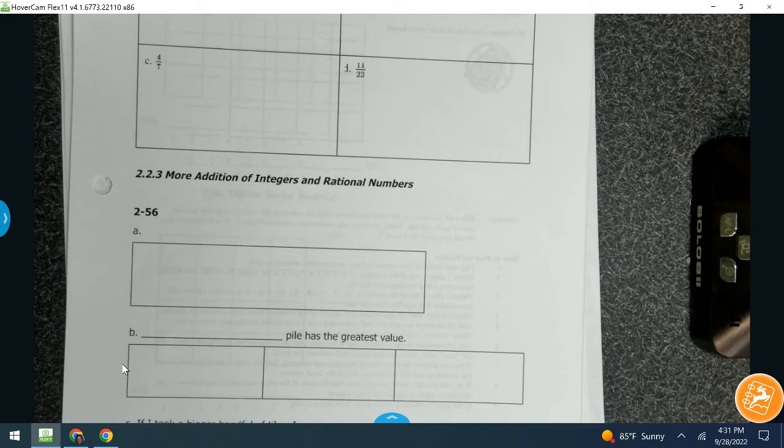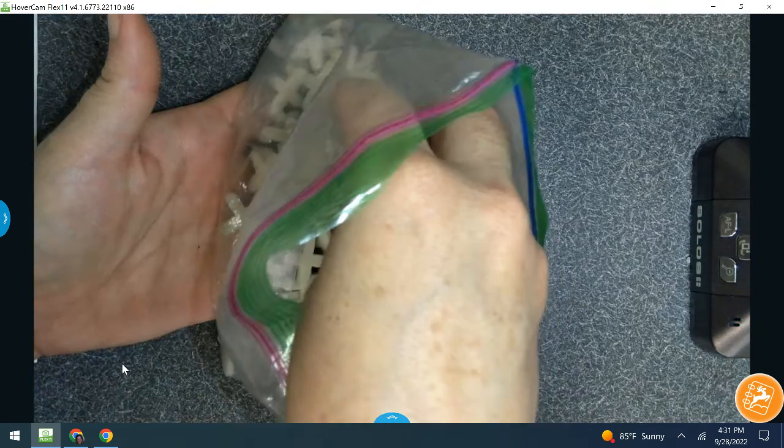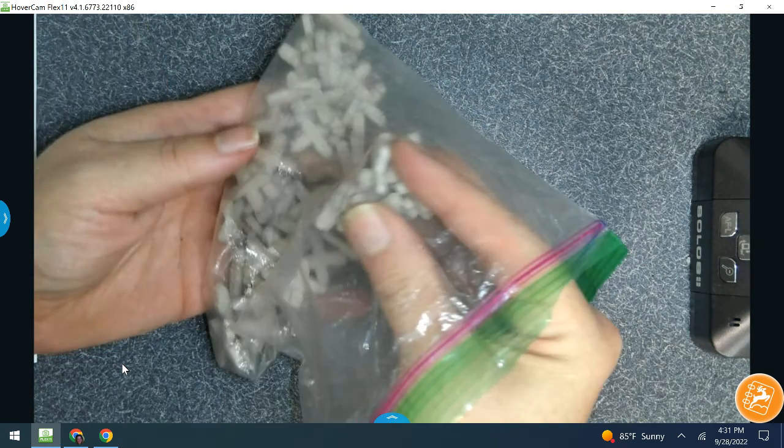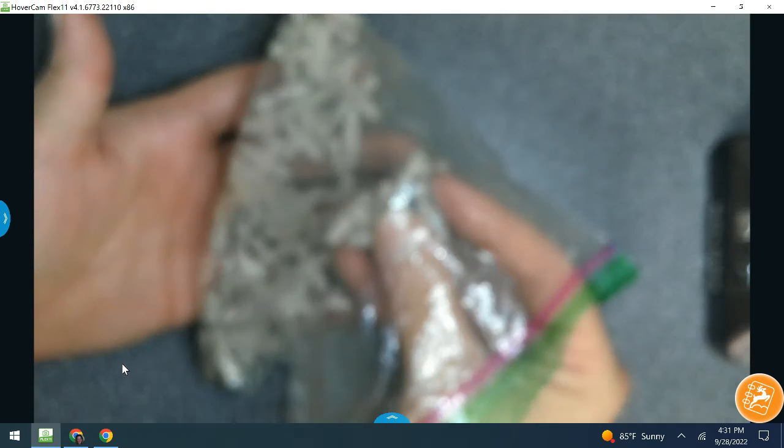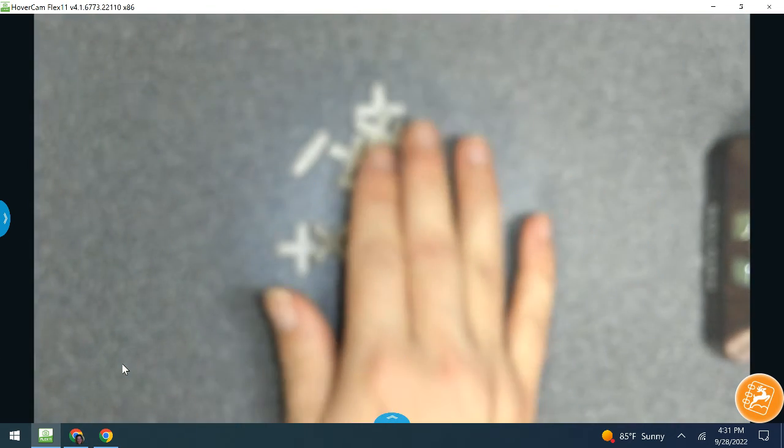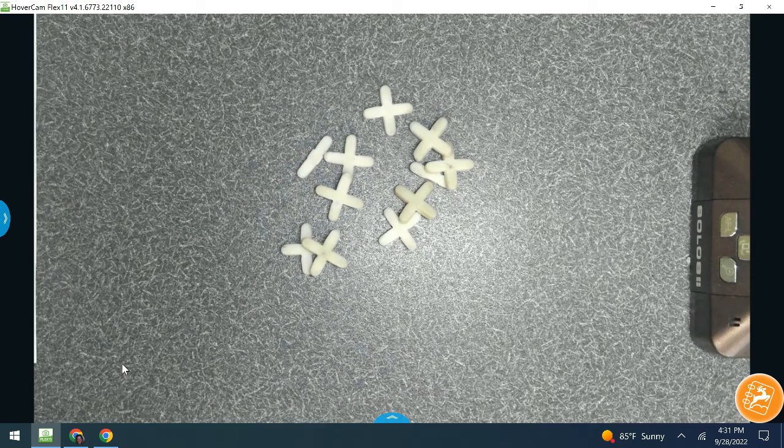I got my bag of integer tiles right here. I'm going to move that out of the way. I'm going to reach in right here, and I'm going to grab some. Notice I am not grabbing an entire handful. So there's my tiles that I grabbed.